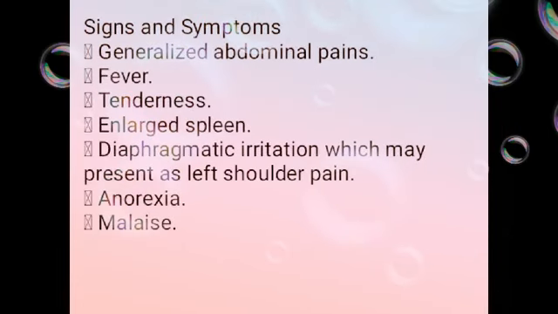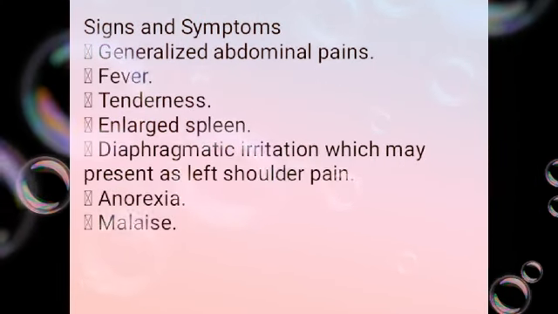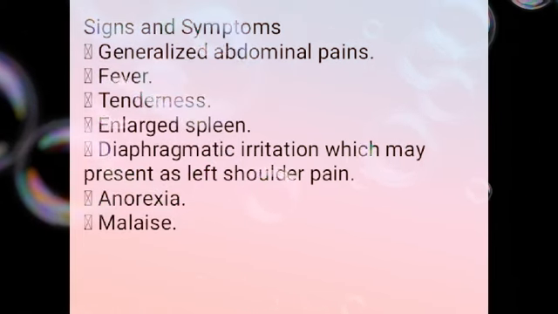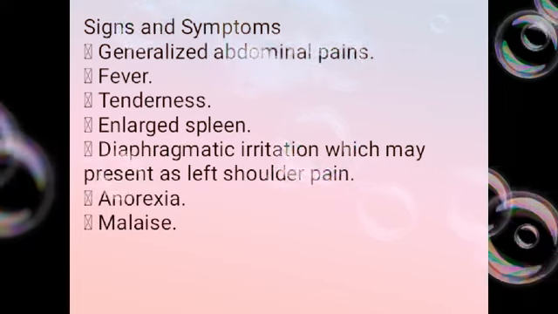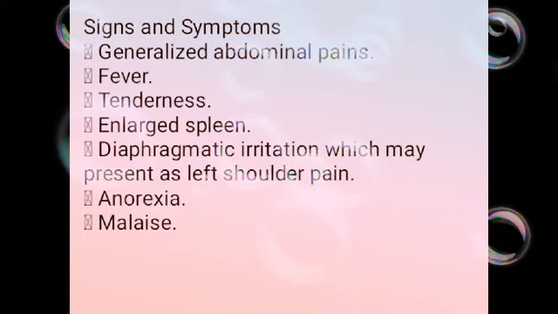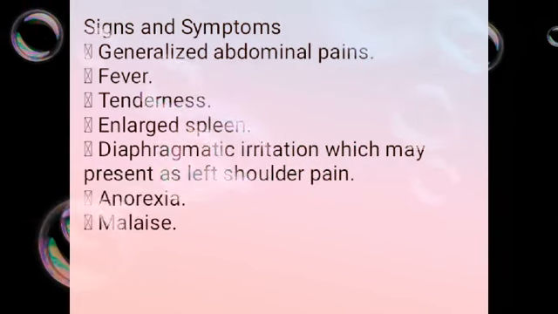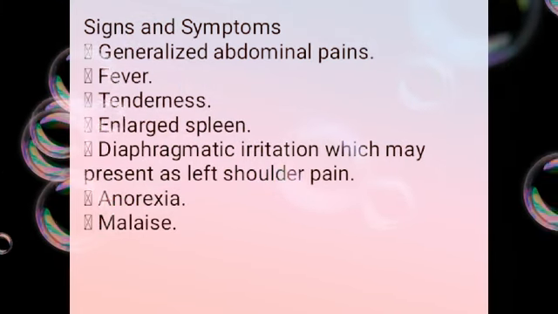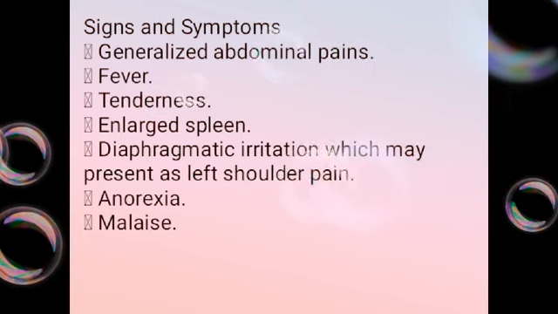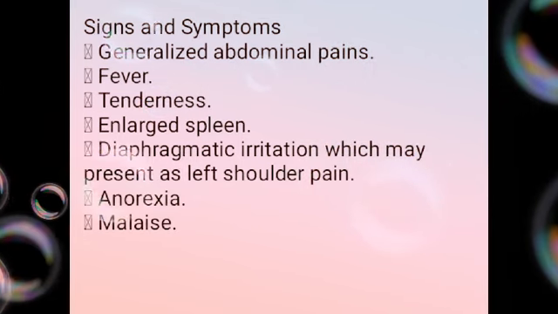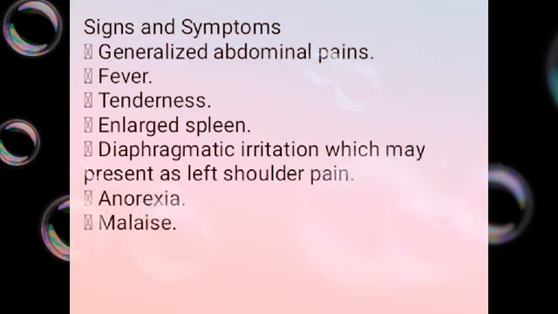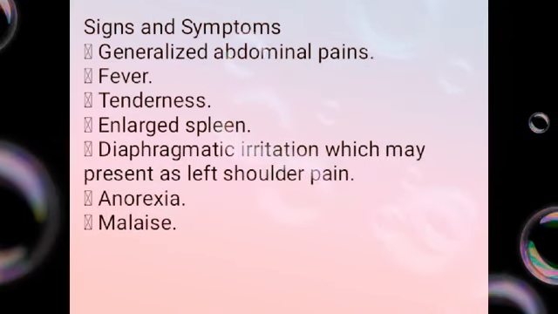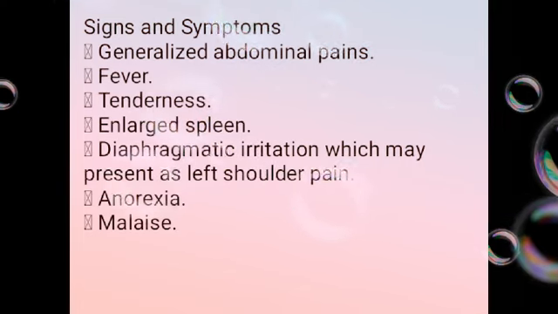The possible signs and symptoms that you are going to see in the person who is having an abscess of the spleen are generalized abdominal pain, because we said that mostly you find that spleen abscesses come due to underlying diseases or infection of distant sites. So you find that a number of organs are going to be infected within the abdominal cavity. So there will be generalized abdominal pain. The whole abdomen is going to manifest with pain.